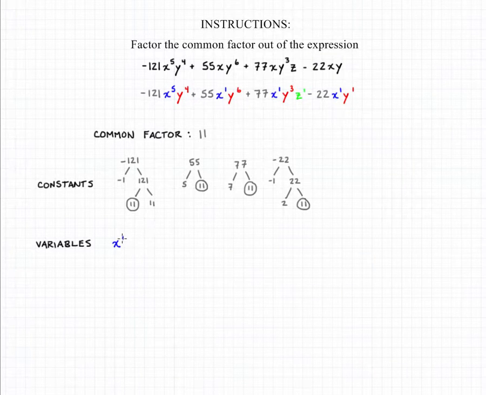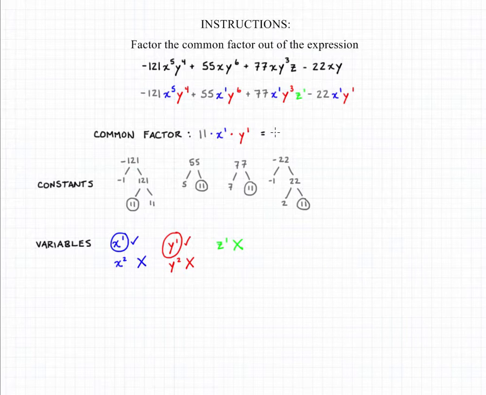Can we divide every term by x to the 1? We can. Can we divide every term by x to the 2? No. So we're going to go back and include x to the 1 as a common factor. Moving on to y, can we divide every term by y to the first? We can, but when we get to y squared, we can't. So again, we go back and we add y to the first as a common factor. And can we divide every term by z to the first? No, there's only one term that has z. So our common factor ends up being 11xy.